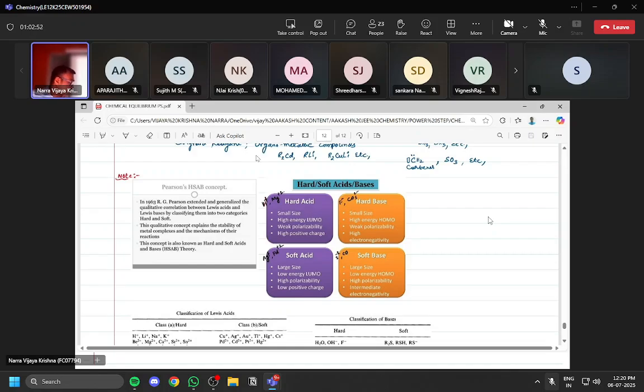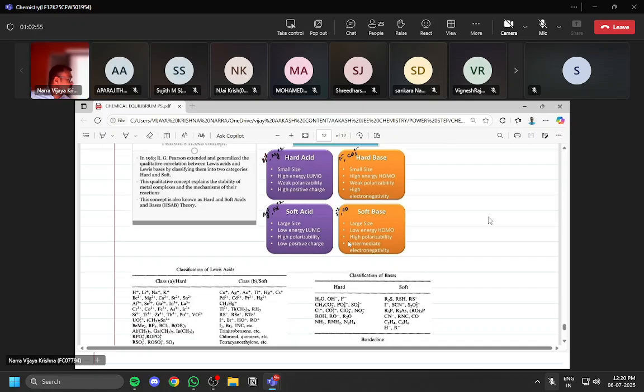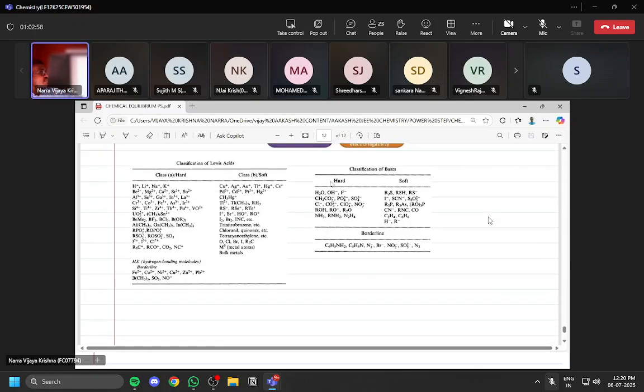Now, classification of Lewis acids into hard, soft. H+, 1A group: hydrogen, lithium, sodium, potassium. 2A group: beryllium, magnesium, calcium, strontium. This is Sn+2, tin. Aluminum +3, cerium +3, gallium +3, lanthanum +3, indium +3, chromium +3, cobalt +3, iron +3, arsenic +3, iridium +3, and so on. All these are the list of hard acids, soft acids, hard bases, soft bases.